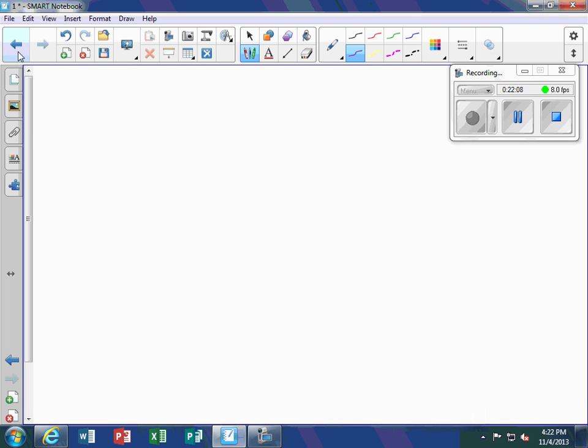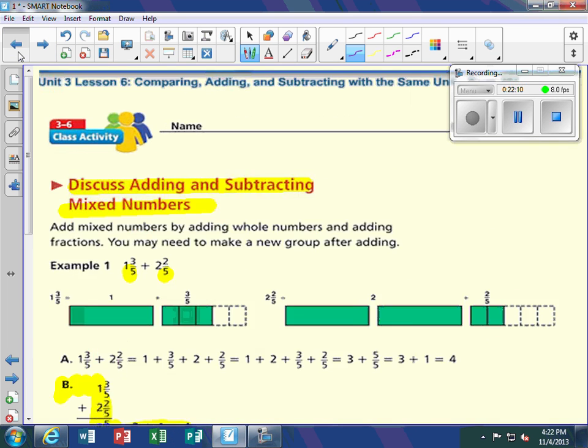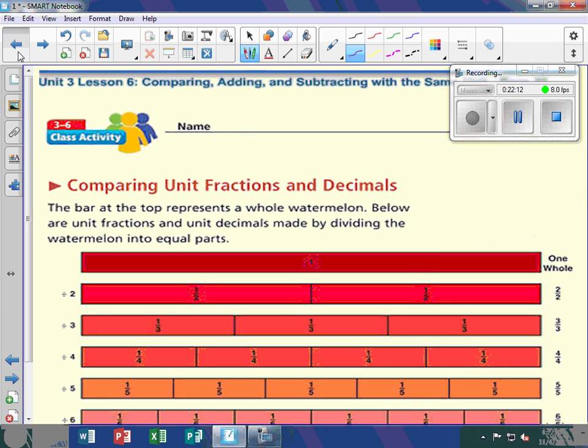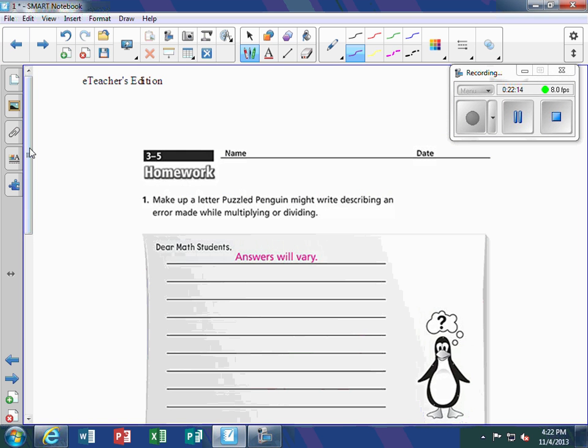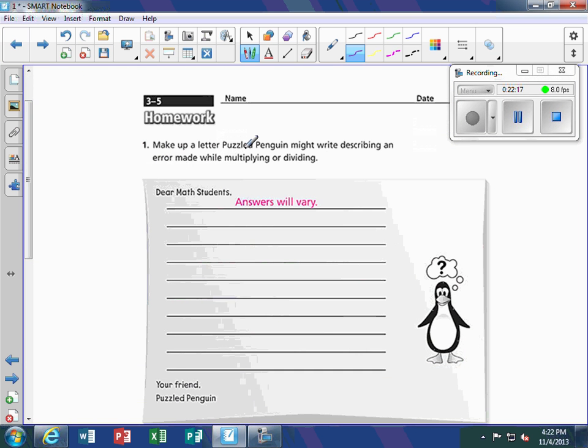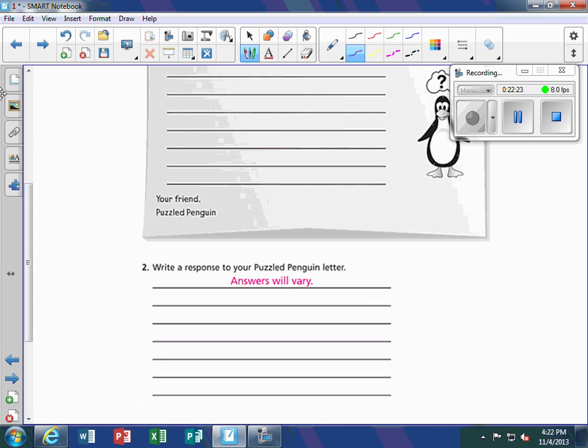Oops. Thought I had the 3. Let's see if I can get back to 3.5. I don't know if I have those in here or not. Oh, I do. 3.5, homework, make up a letter puzzle you might write describing an error made by multiplying or dividing. And then you have to write your response.